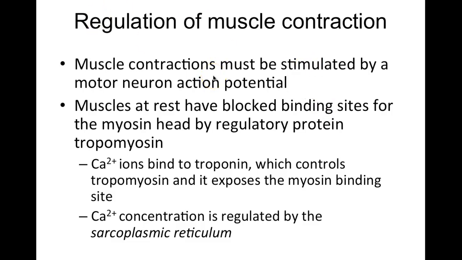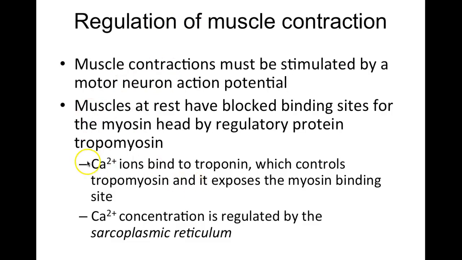The way that's going to work is by taking advantage of the fact that that tropomyosin requires calcium to be removed. So it's only going to happen, the calcium is only going to be made available when the muscle cell gets a signal from a motor neuron, and that signals the release of calcium.